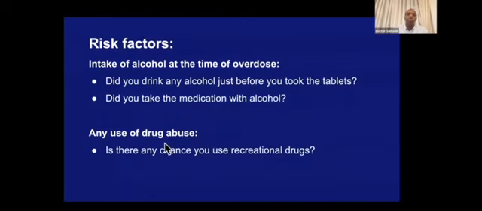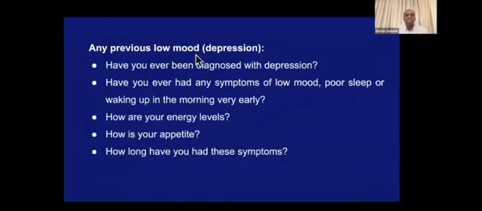Do you use recreational drugs? Any previous low mood, in other words, depression? Have you ever been diagnosed with depression? And have you ever had any symptoms of depression, such as low mood or poor sleep or lack of energy, or maybe early morning awakening?